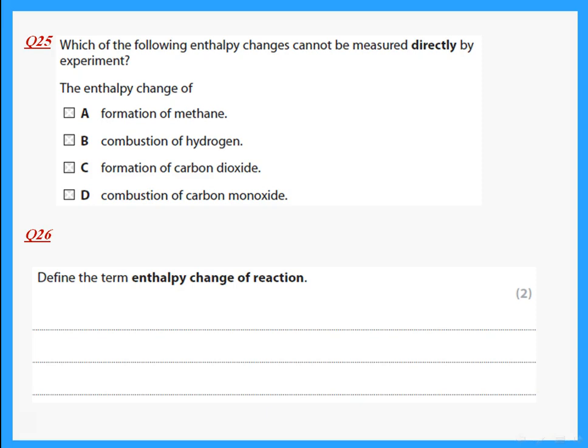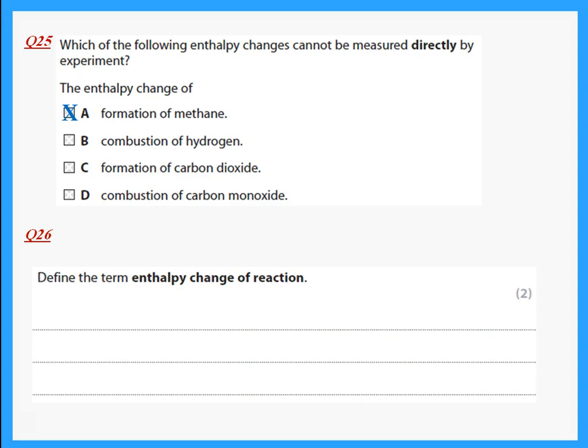Okay, the next question says, which of the following enthalpy changes cannot be measured directly? Remember that we said some reactions we cannot measure directly. For example, if I say formation of methane, I'm forming methane from what? From carbon plus hydrogen, because enthalpy change of formation is forming it from its elements. So that means I need to react carbon with hydrogen in order to form methane. Carbon does not react with hydrogen. So we cannot do that in the lab. So we have to measure it in the roundabout way using Hess's law.